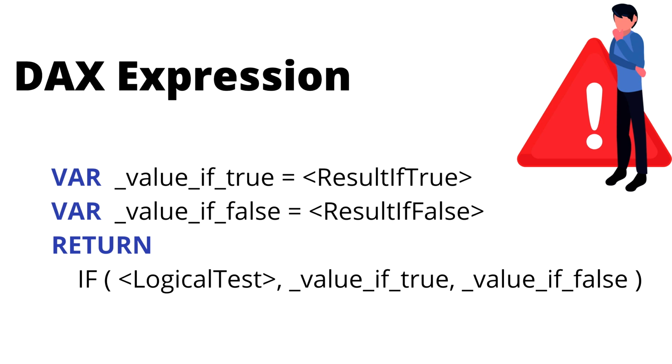IF.EAGER has the same execution plan as the DAX expression you can see on your screen. What we are doing here is creating certain variables, then returning the result using those variable values. We all know that in DAX, it's best practice to always use variables so that you can improve the performance of your DAX expressions or measures. What IF.EAGER does is automatically create the variables, so you don't need to explicitly define them. You can use IF.EAGER instead of IF and it will automatically do the rest of the work.